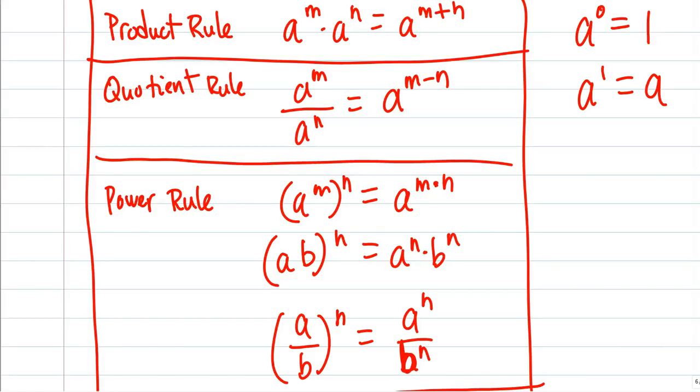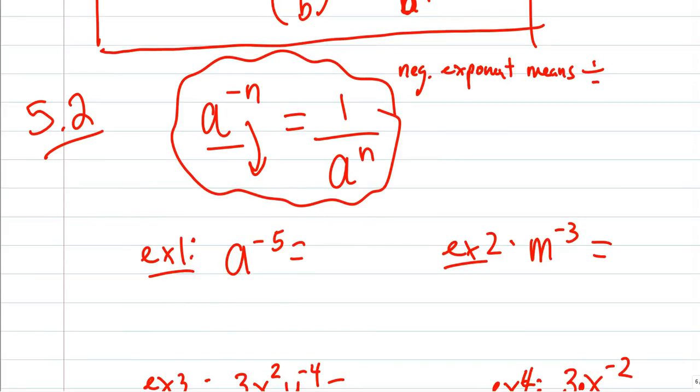You should already have this in your notes. Talk about negative exponents. We already saw this kind of in the last section. I just can't stand teaching the first without dealing with negative exponents. But what does a negative exponent mean? Well, if a positive exponent means multiply, then a negative exponent means divide.